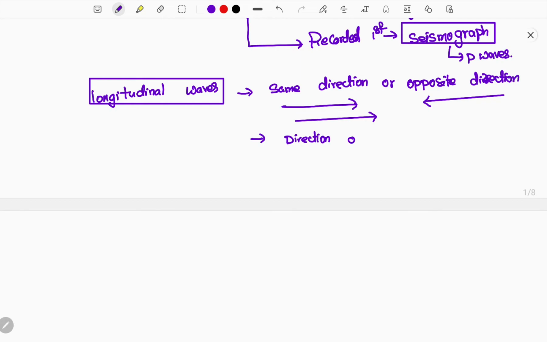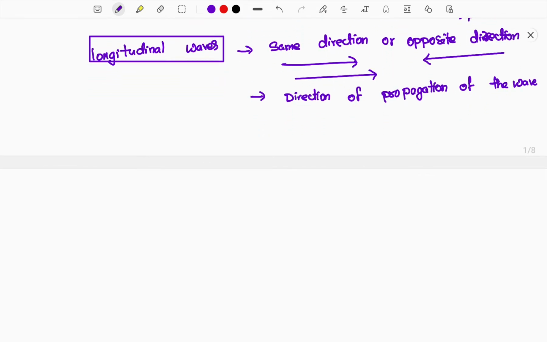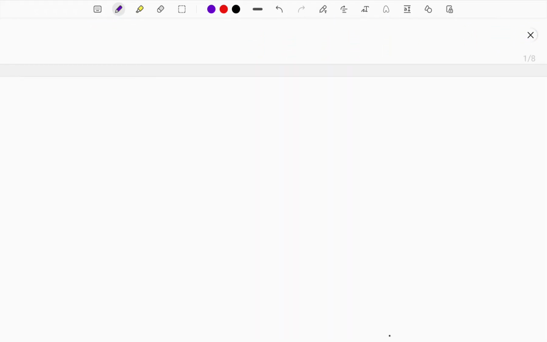Direction of propagation of the wave. So this travels in the direction of propagation of the wave. Okay guys, now you have a clear understanding that P waves are called longitudinal waves because they travel in the same direction as the propagation of the wave. Now you would have understood why it is called a longitudinal wave.